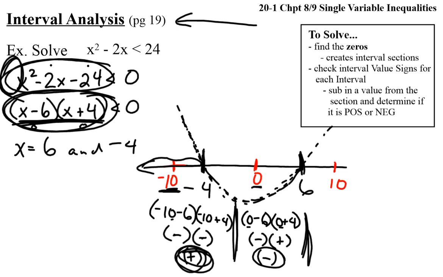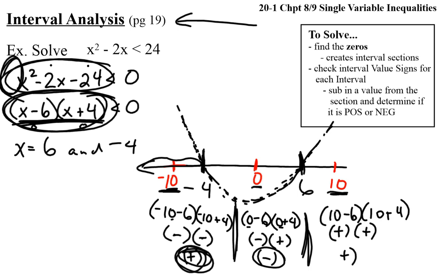And in the last section on the right, we should be able to predict what's going to happen. It should be positive. Let's put in our test point of 10. 10 minus 6 times 10 plus 4. 10 minus 6 is positive. 10 plus 4 is positive. So we get a positive section from 6 and up. If you don't want to think in terms of the graph and visually see it, we can put in a test point to see what it finishes as.